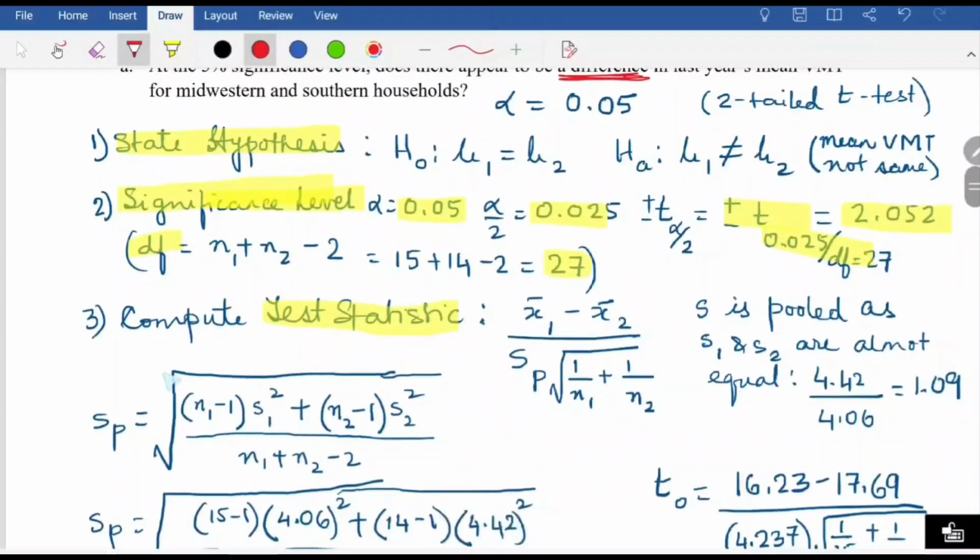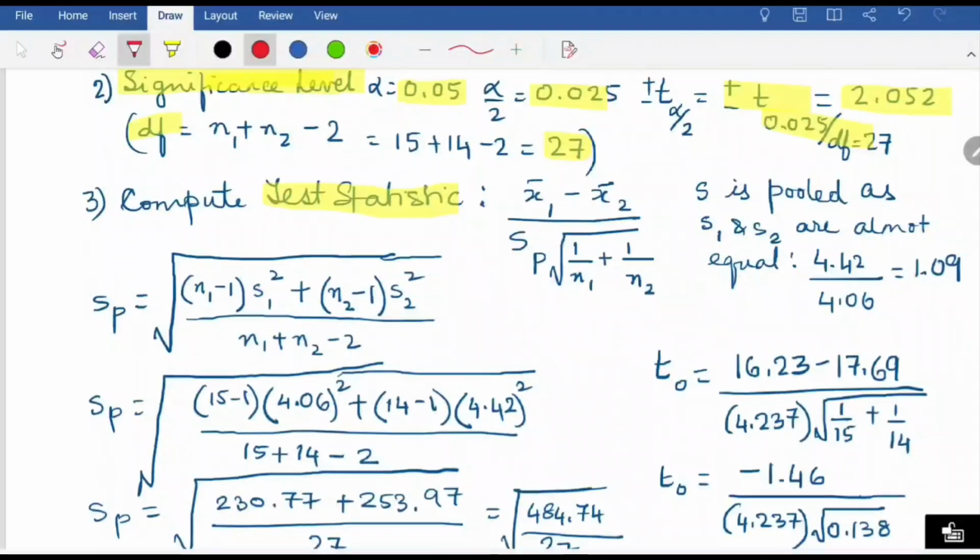Step 3 is to compute the test statistic, and this is a pooled test. S is pooled as S sub 1 and S sub 2 are almost equal. You see I've taken the ratio of the higher over the lower standard deviation, and it gives a value of 1.09, which is well under 2. It's closer to 1, way closer to 1. So we have to first find S sub P.